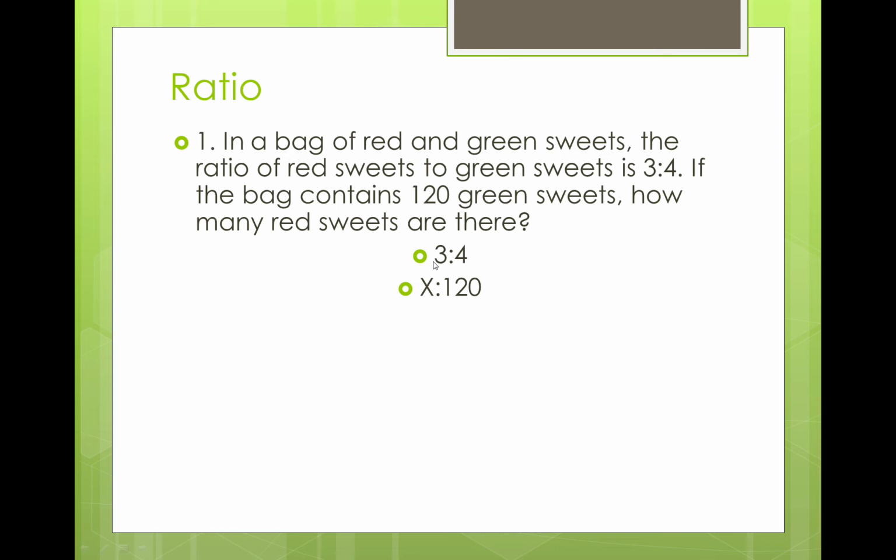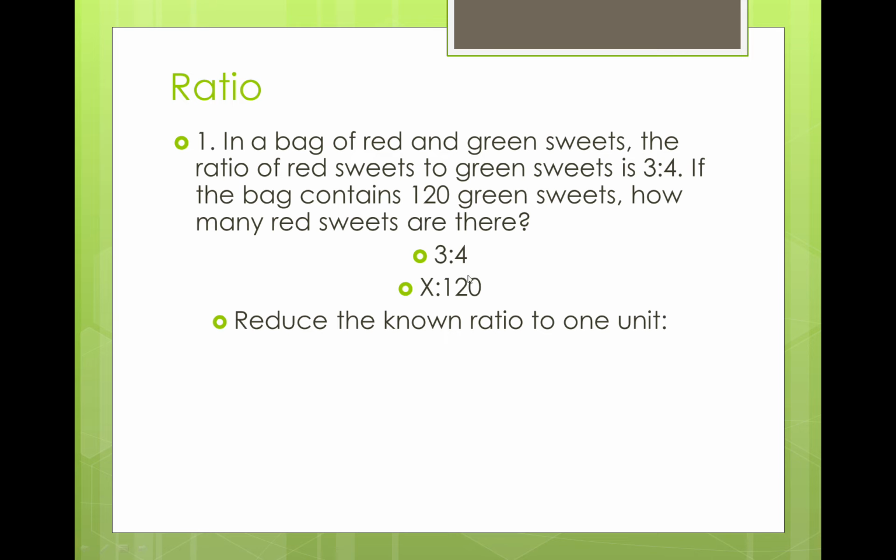So, in solving for ratio, what we want to do is to reduce the known ratio to 1 unit. This 3:4 is the ratio of red to green, while the actual number is x is to 120. So, what we want to do is to identify how many green sweets per unit in this ratio. That means for the 4 units of green sweets, it's equivalent to actually 120 green sweets.